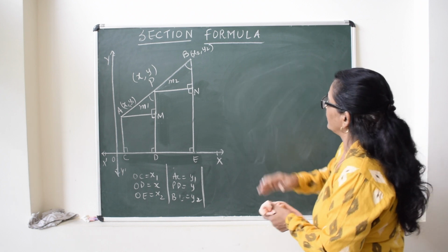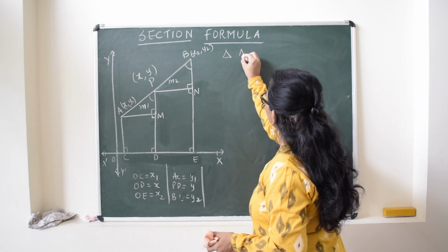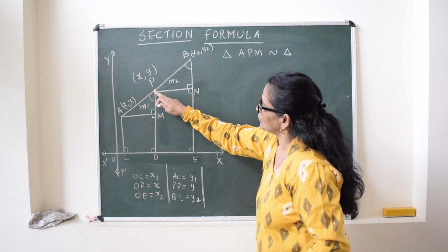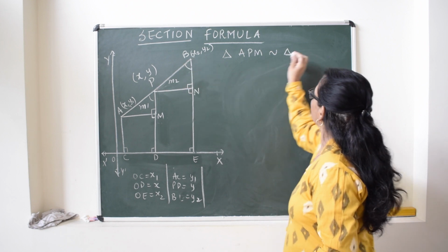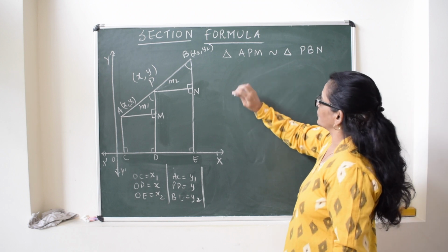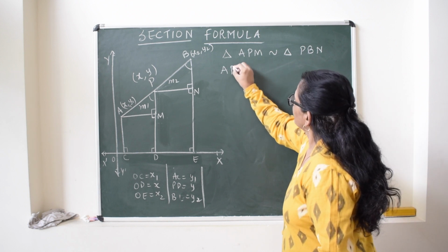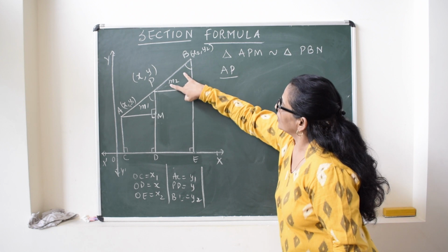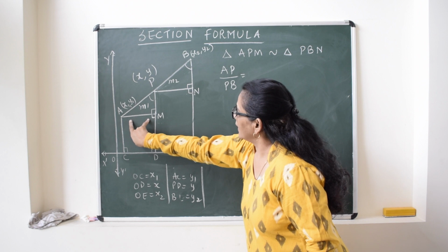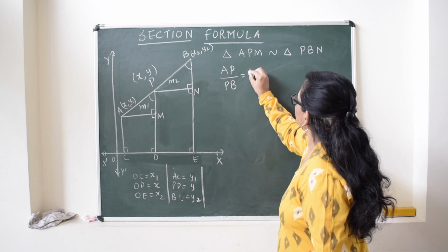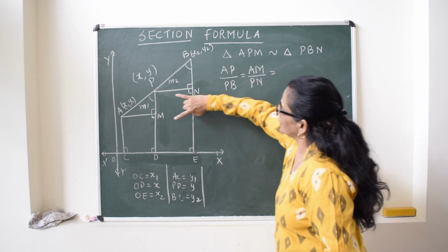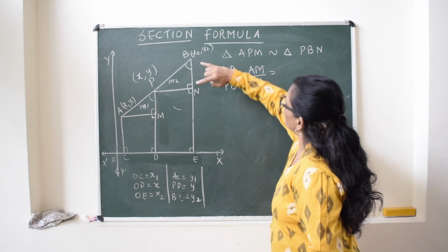So first we will take triangle APM, which is similar to triangle PBN, in the same order. Now we will write the corresponding sides, that is AP upon PB is equal to AM upon PN is equal to MP upon NB.